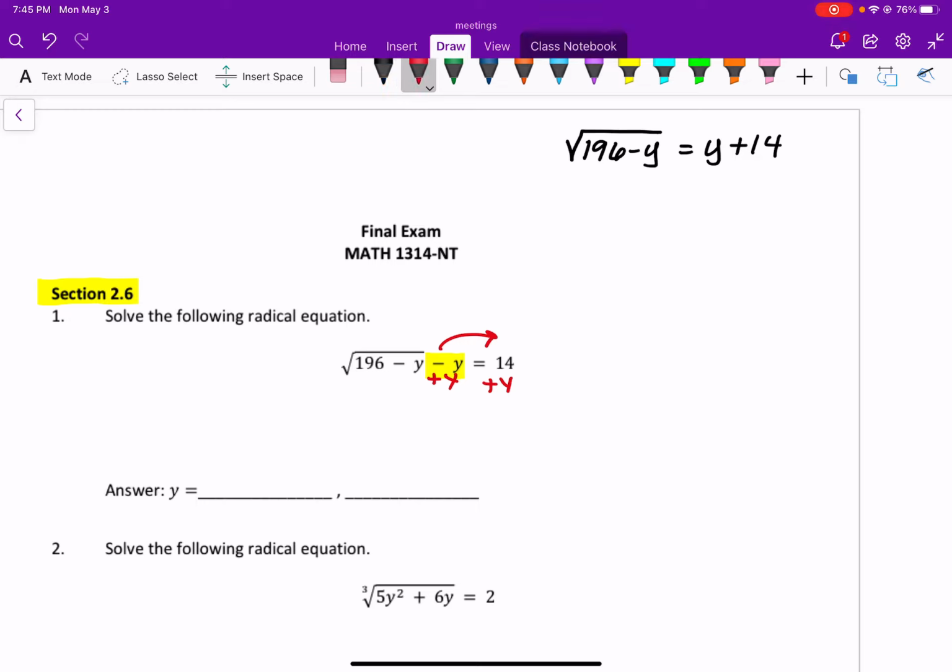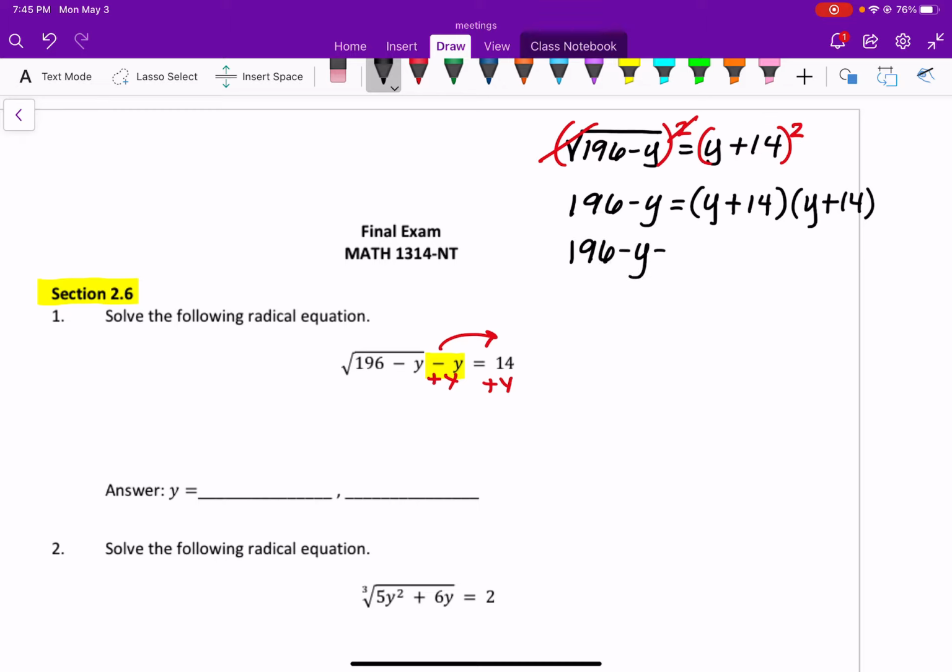And then to get rid of the square root, we are going to square both sides of our equation, just like such. Remember, the square root and the square are canceling each other out. So we have 196 minus y equals, and we're going to FOIL this by multiplying it times itself, so y plus 14 times y plus 14. So now we have 196 minus y. When we FOIL, we get y squared. Remember, FOILing just means first, outer, inner, and last. So this would be y squared plus 14y plus another 14y plus 196.